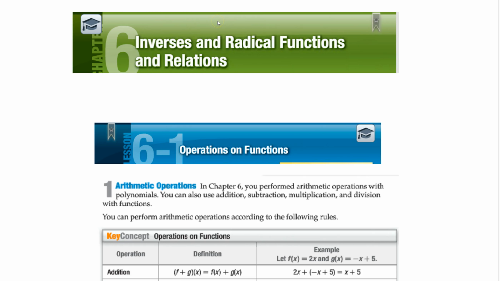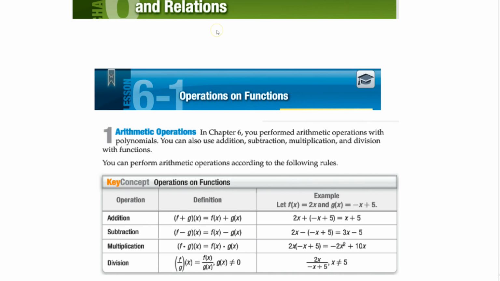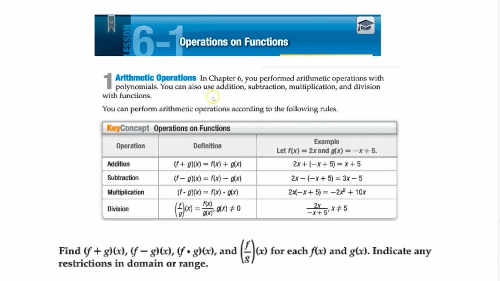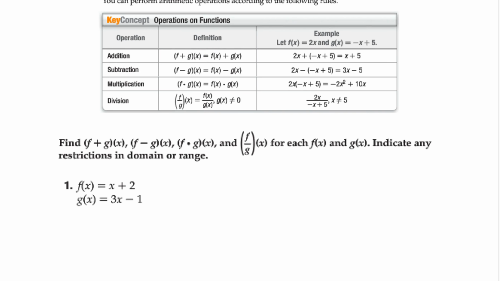Chapter 6, Inverses, Radical Functions and Relations. We're going to start with Section 1, Operations of Functions. So this lesson is all about all different operations we can do on functions, all the basic ones, and then a couple of the more advanced ones. So let's talk about a couple of the basic ones.